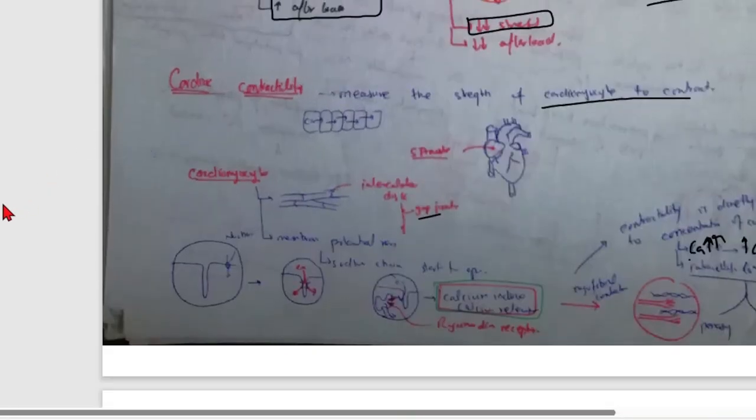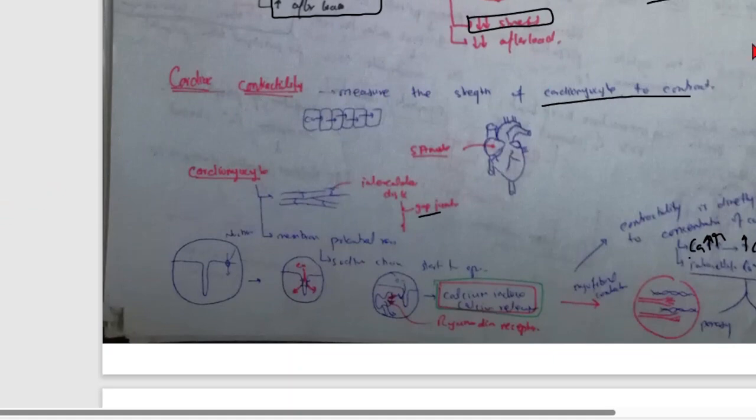Now we will explain cardiac contractility. So, what is cardiac contractility? First of all, it measures the strength of the cardiomyocyte to contract. How much it contracts, how strongly it contracts, and this measure is called cardiac contractility.